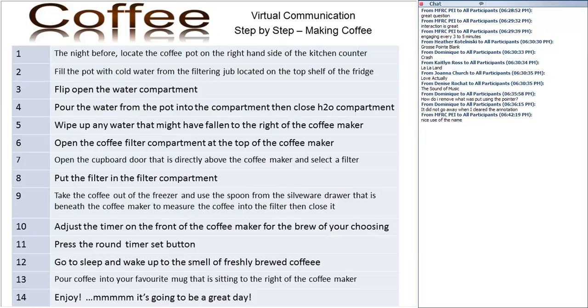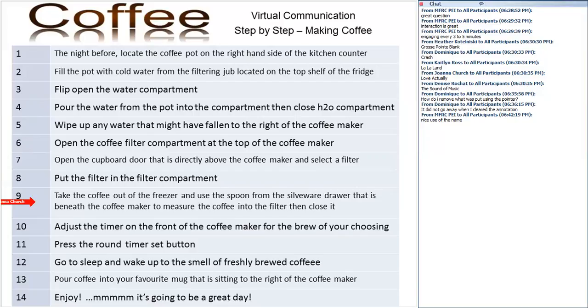Okay. So if we're making a scripted coffee, the night before, locate the coffee pot on the right-hand side of the kitchen counter. Fill the pot with the cold water from the filtering jug located on the top shelf of the fridge. Flip open the water compartment. Pour the water from the pot into the compartment, then close the water compartment. Wipe up any water that might have fallen. Open the coffee filter. Open the cupboard door that is directly above the coffee maker and select a filter. Put the filter into the compartment. You take the coffee out of the freezer and use the spoon.